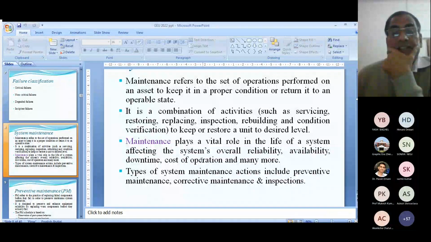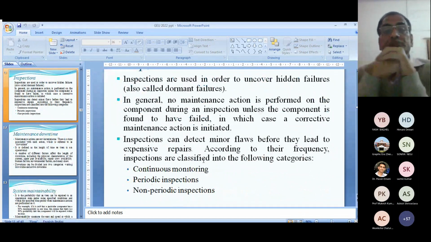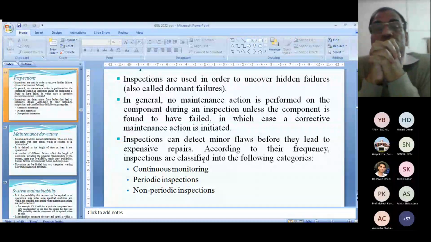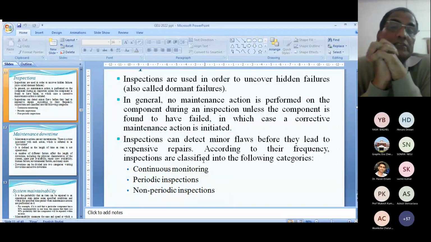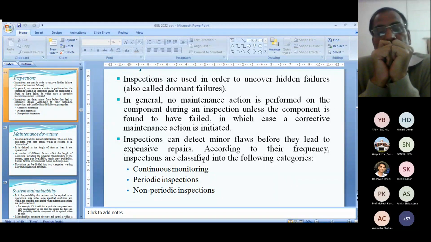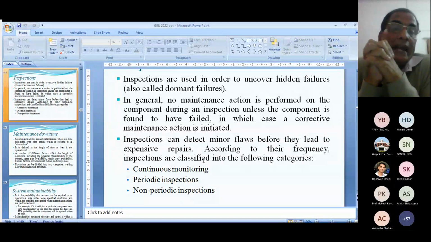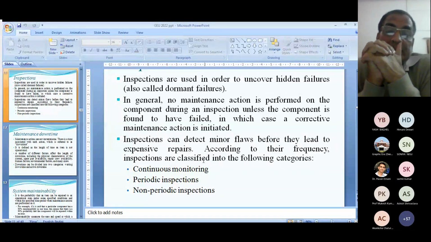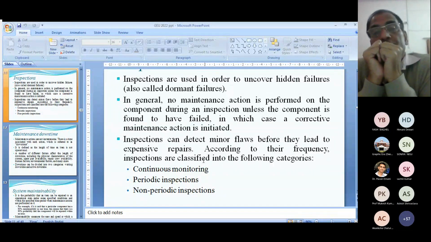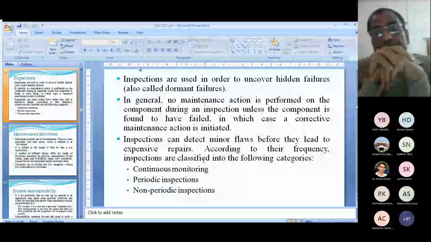I'm skipping this slide for the sake of time. Basically, inspections are done to uncover hidden failures or dormant failures. By doing so, many times failures which are not actually noticed, or which may occur in the future, can be tackled during the inspection. The problem is that a particular type of inspection is not applicable to every system. There are different types of systems and different types of inspections are required.